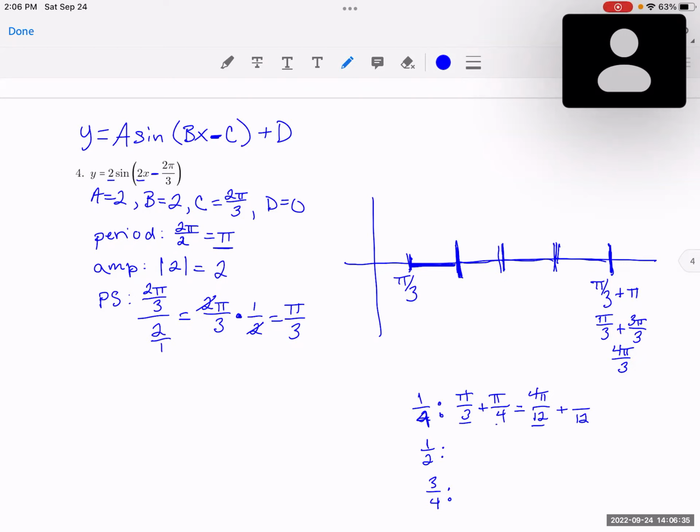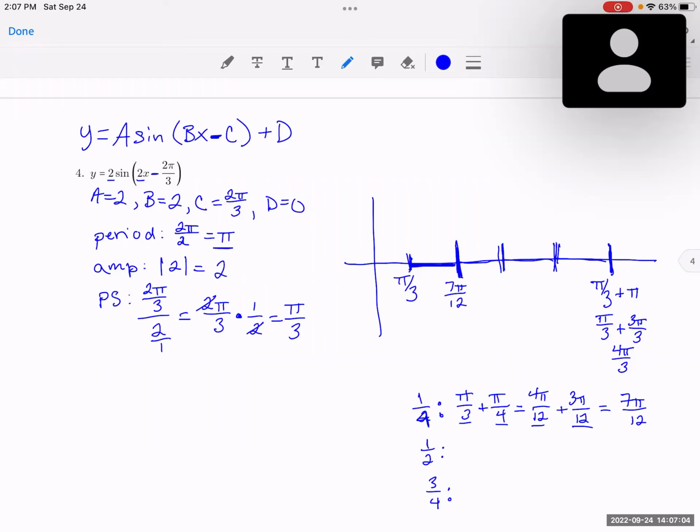And then pi over 4, I also need to create another fraction with a common denominator. To get a common denominator of 12, I need to multiply top and bottom here by 3. So that becomes 3 pi over 12. Now that I have a common denominator, I can add those together and get 7 pi over 12. That is the x value at this quarter point right here. That's 7 pi over 12.